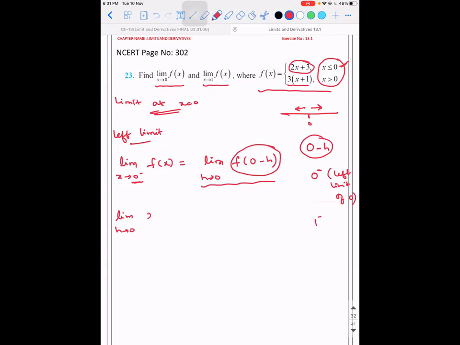Limit h tends to 0, 2 into, in the place of x, I need to substitute 0 minus h, plus 3. Now I can directly substitute the limit because it's a simple function. So 2 into 0 is 0. Answer will come out as 3. Am I clear with this? Is there any doubt, guys?